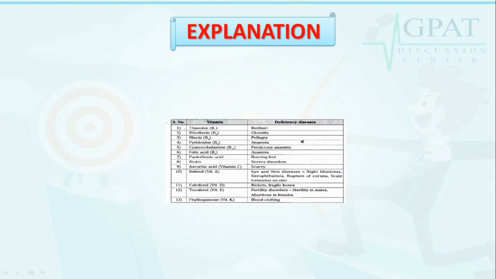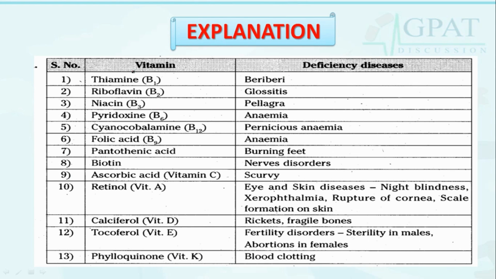So let's discuss various vitamin deficiency diseases. Here is thiamine. Thiamine deficiency develops beriberi. Second option, vitamin B2, that means riboflavin, develops glossitis. B3 deficiency develops pellagra. B6 deficiency develops anemia. B12 deficiency develops pernicious anemia, and folic acid, that is B9, deficiency develops anemia.